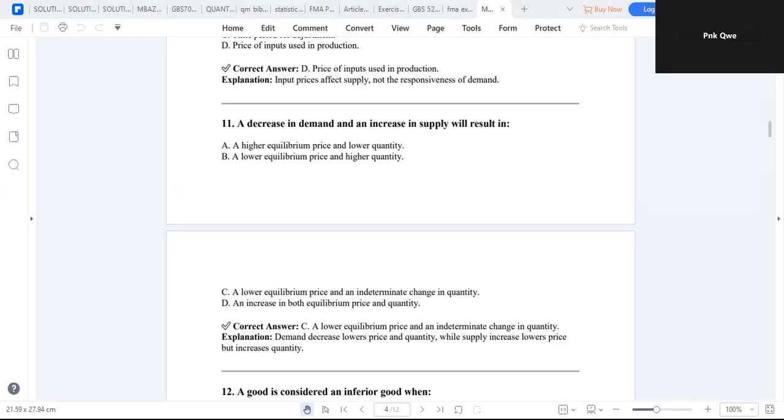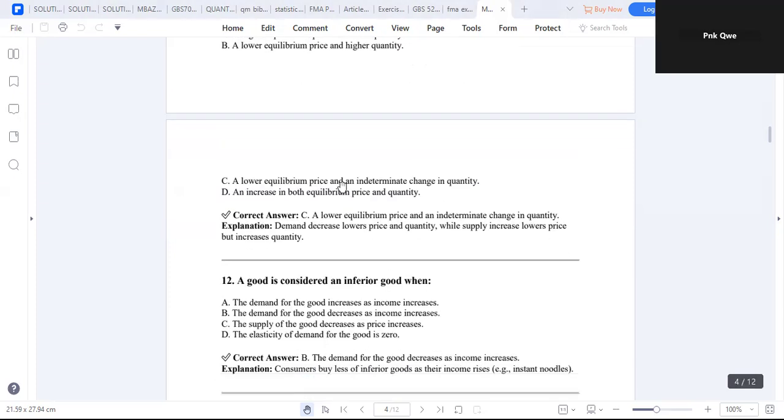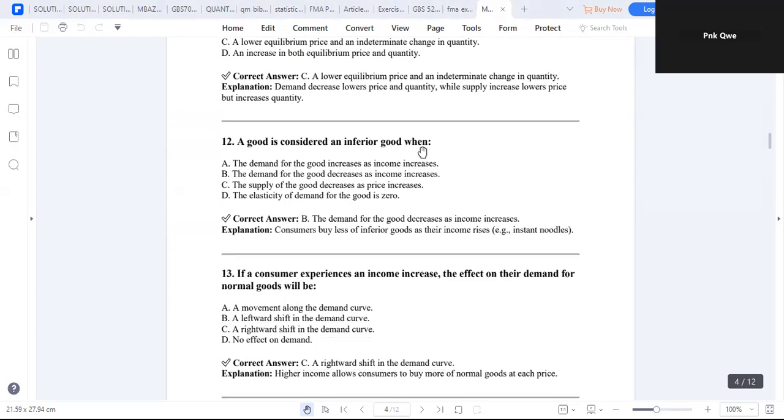All right, so we get to question number 12. A good is considered inferior when, number one, the demand of the good increases. Number two, the demand of the good decreases as income increases. Number three, the supply of a good decreases as price increases. Number four, elasticity of a good is zero. So the answer is B.